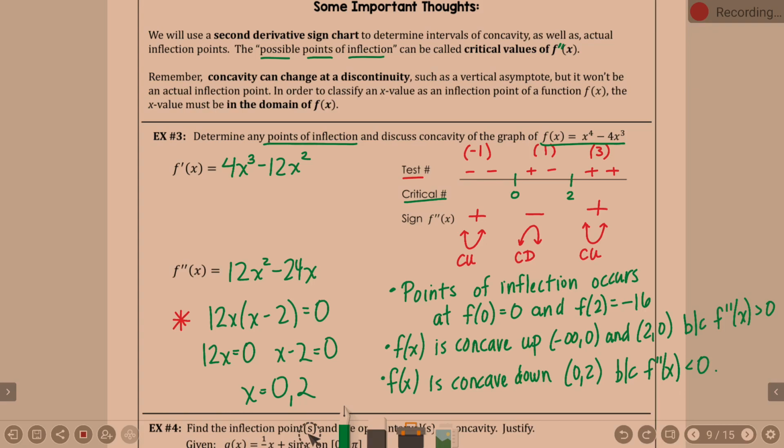Parentheses, because they're not touching it. Parentheses, because at the points 2 and 0, those are inflection points. So the graph is technically neither concave up nor concave down at that point. Gotcha. Okay? Kind of like when it's a 0. It's not positive, it's not negative, it's 0. Okay?